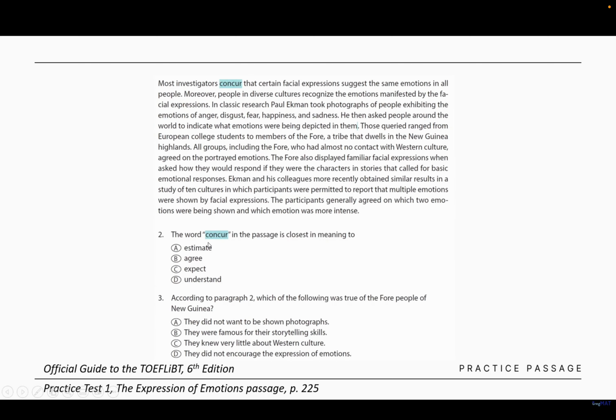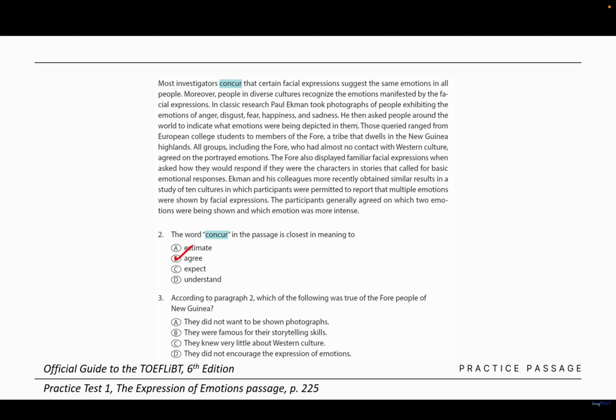So now, number 2, concur. What is concur, everybody? 5, 4, 3, 2, 1. The correct answer is going to be B, agree. So this is a really good illustration that the vocab questions can be done extremely quickly as long as you know the words, which is why we study vocab.